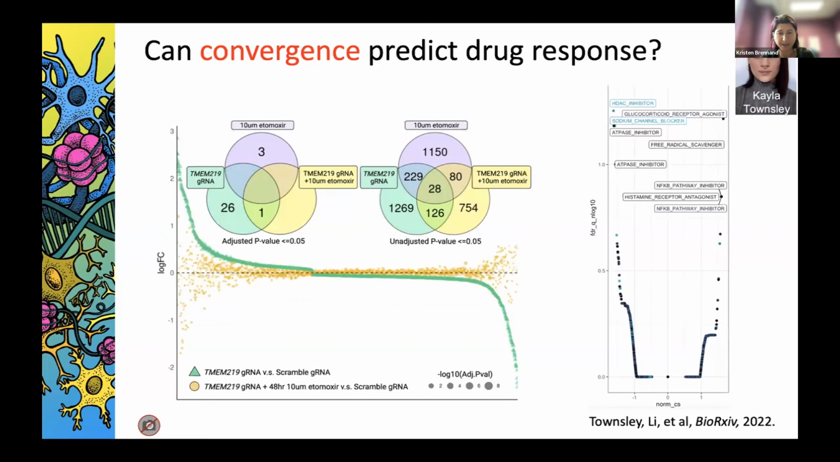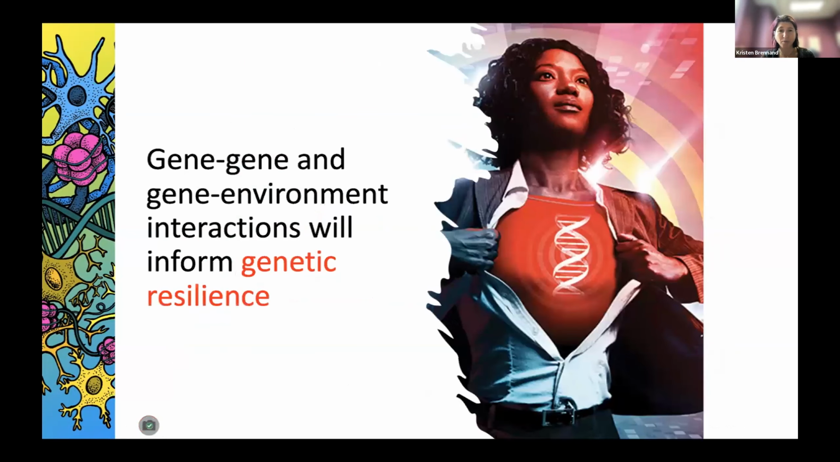So this is far from saying that we've cured schizophrenia, of course, but it is suggesting that we might be able to predict convergent targets that themselves might not be schizophrenia risk genes, but are downstream of one or more risk genes. And so the idea here, overall, big picture, is that we hope that gene-gene and gene-environment interactions will inform genetic resilience, helping each of us achieve our best genetic potential.